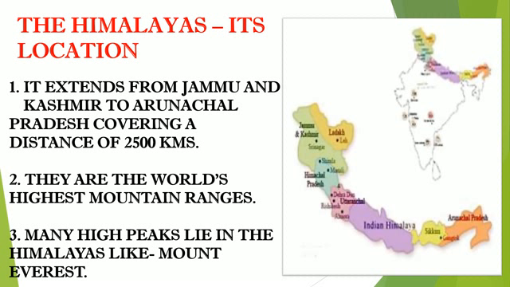You can watch it again and again, that it lies in the northern direction of our country, and it includes the union territory of Jammu and Kashmir till the state of Arunachal Pradesh, covering the distance of 2,500 kilometers. And these are the world's highest mountain ranges, and many high peaks lie in these Himalayas. Now I'm going to tell you more about the Himalayas.